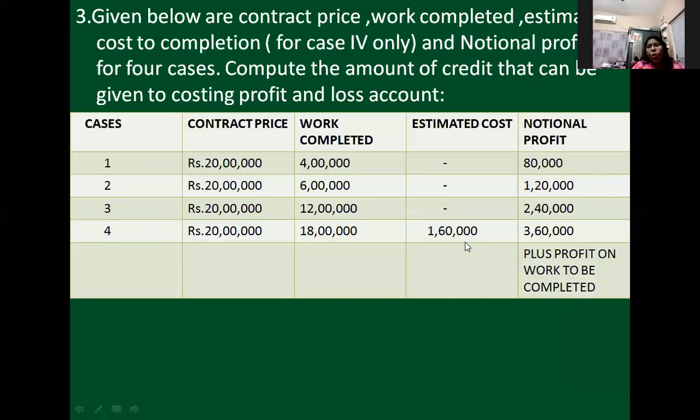Whenever a contract is nearing completion, the contractor usually estimates the additional cost that is going to be incurred for finishing the contract. In that way, he calculated the cost to be incurred for finishing the contract, and that was given in the problem as 1,60,000. The notional profit for the 4th case is given as 3,60,000 plus profit on work to be completed. So this is the problem. Now we'll discuss how to deal with this kind of problem.